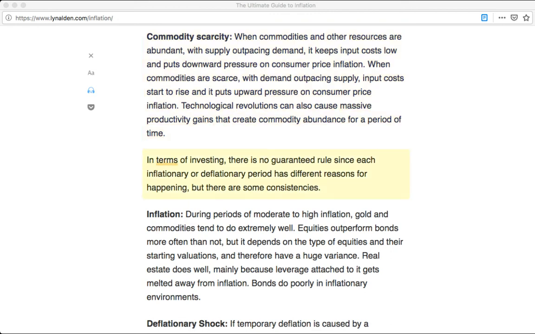In terms of investing, there is no guaranteed rule since each inflationary or deflationary period has different reasons for happening, but there are some consistencies. Inflation. During periods of moderate to high inflation, gold and commodities tend to do extremely well. Equities outperform bonds more often than not, but it depends on the type of equities and their starting valuations, and therefore have a huge variance. Real estate does well, mainly because leverage attached to it gets melted away from inflation. Bonds do poorly in inflationary environments.